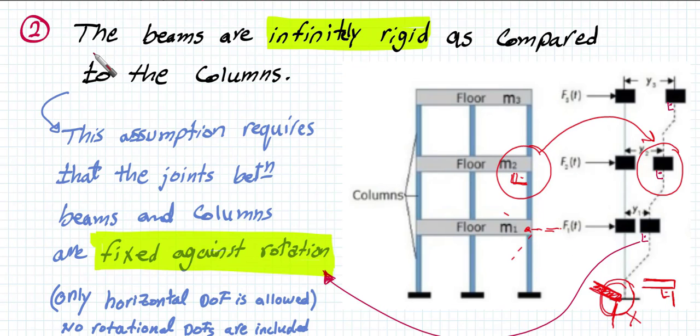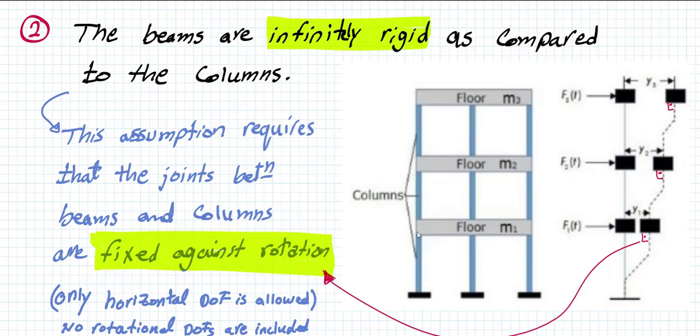So whenever we say the assumption that the beams are infinitely rigid as compared to columns, this means that we are dealing with horizontal degrees of freedom, not rotational degrees of freedom. Okay, this is assumption number 2.